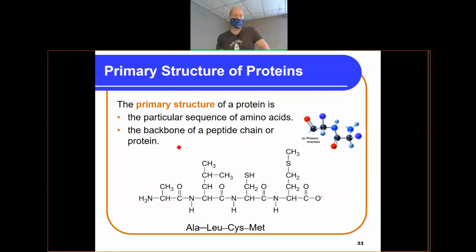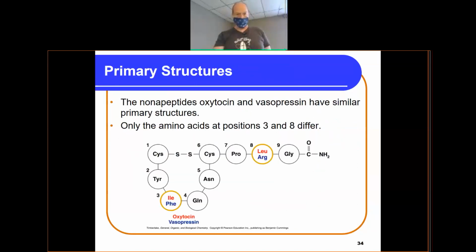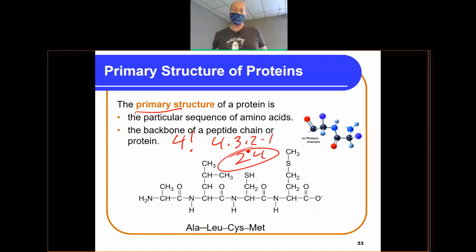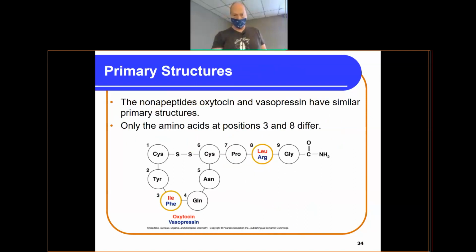All right, so your primary structure is just a sequence of your amino acids. So again, when you had 3 different ones, you had a possibility of 6 different primary structures. And of course here, there are 4 different ones, so you would have 4 factorial. So that's 4 times 3 times 2 times 1. So you'd have 24 different primary structures for a tetrapeptide where you had 4 different amino acids.